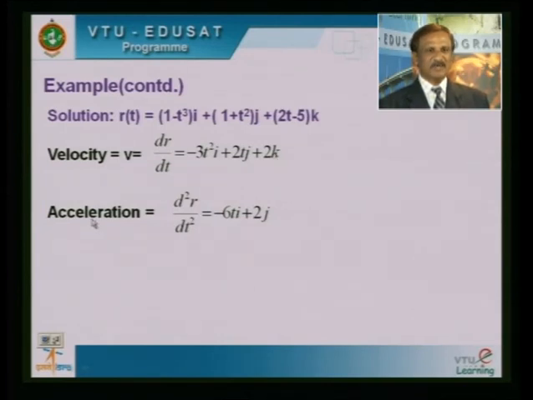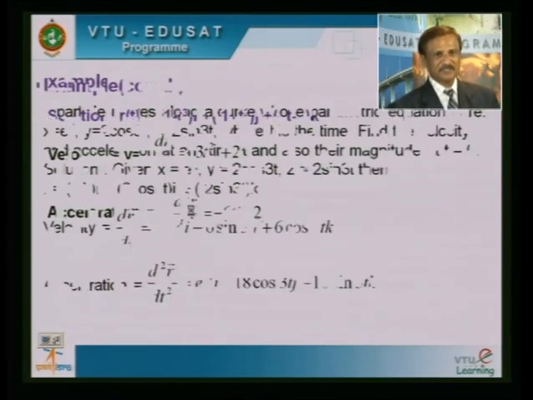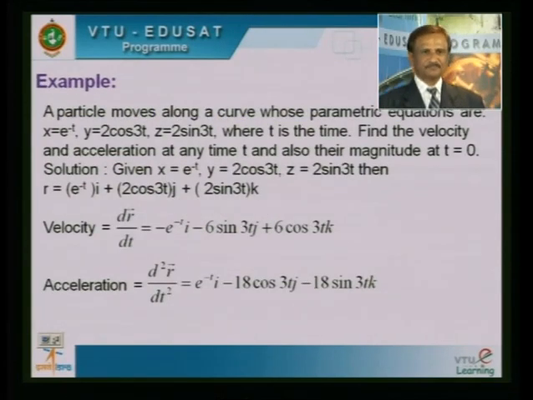And similarly, you want to calculate acceleration. How do you calculate acceleration? Second derivative of this function. I hope you can differentiate one more time. Derivative of minus 3 t square is minus 6 t, plus derivative of 2 t j is 2 j, and 2 k is a constant, so I hope you will get 0. So, like that you can calculate velocity and acceleration of the given vector.